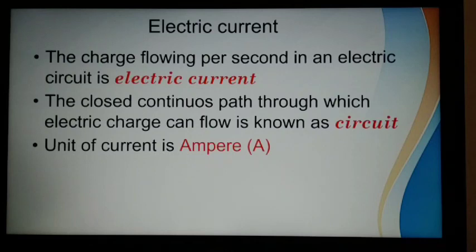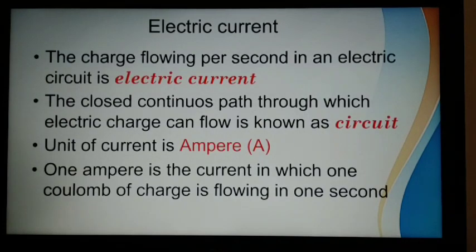What is the unit of electric current? The unit of electric current is ampere. All these matters you have learned in your lower classes. That is why I am just refreshing all these matters now.